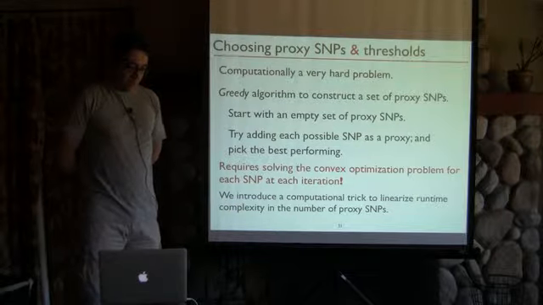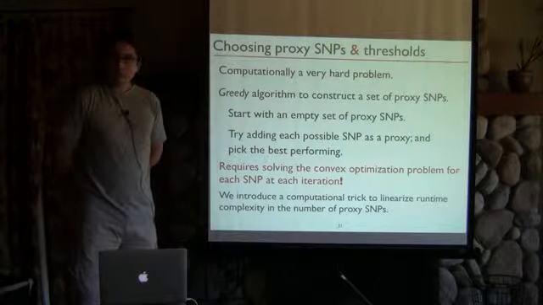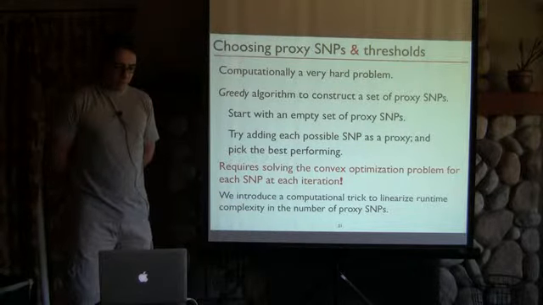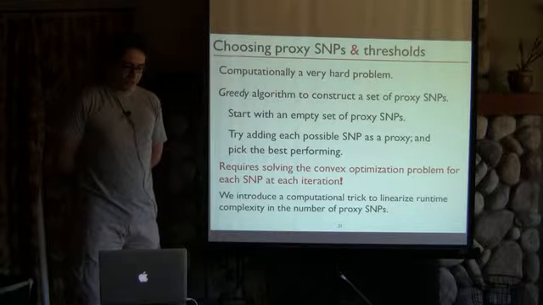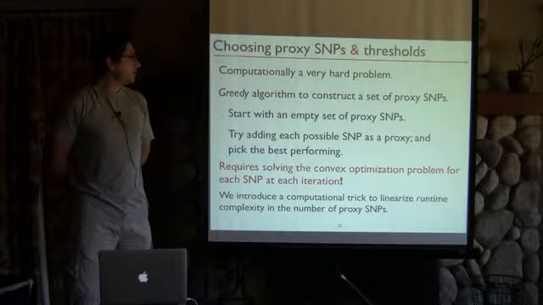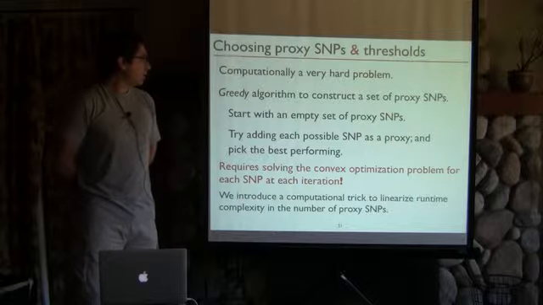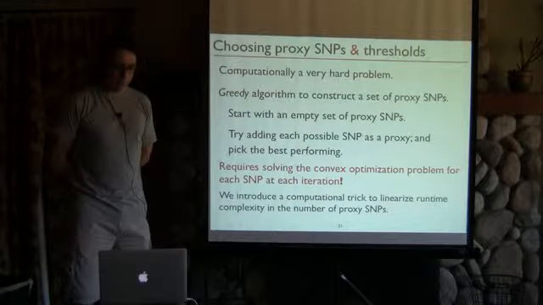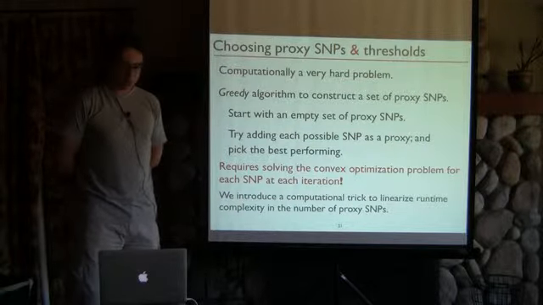However, I showed that for given proxy SNPs, choosing the threshold values is a convex problem. We can solve it very efficiently. However, choosing proxy SNPs and the threshold values is a hard problem. To address this, we use a greedy approach, and we construct a set of proxy SNPs.